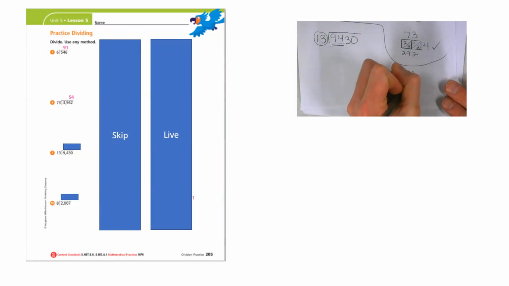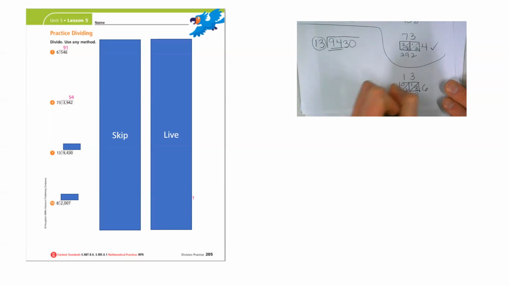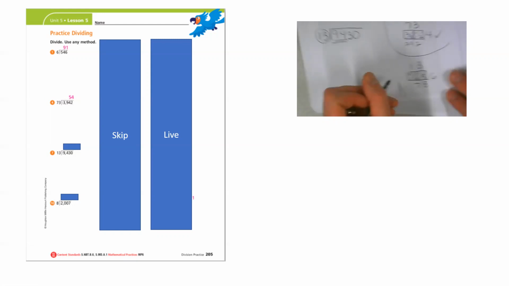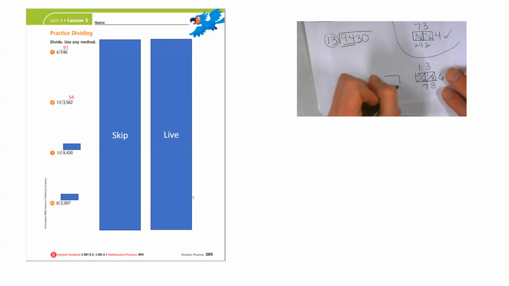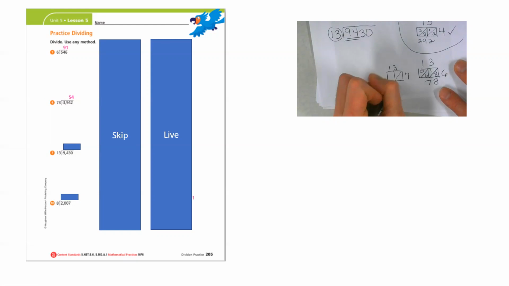13 times 6. And there's no right guess here. It's just guess and then check. That's 78. Ooh, we can take away probably one more group of 13, right? So you can either redo it and do 13 times 7, or you can just add 13 more to 78. They're going to be the same answer.